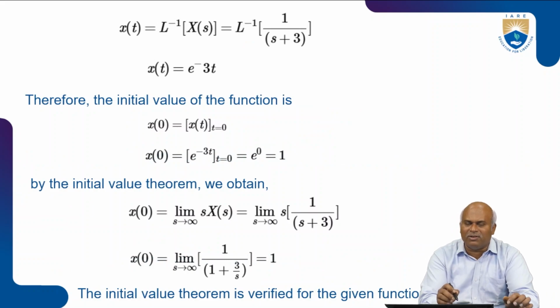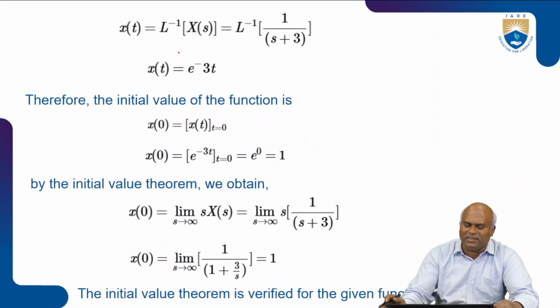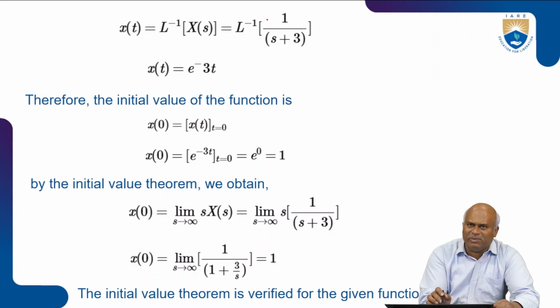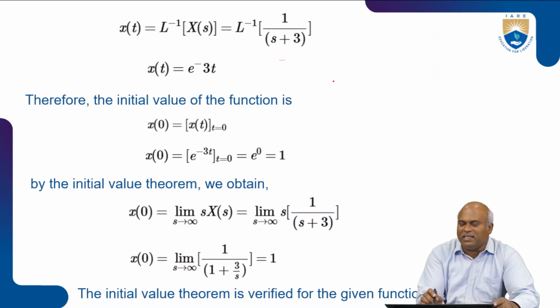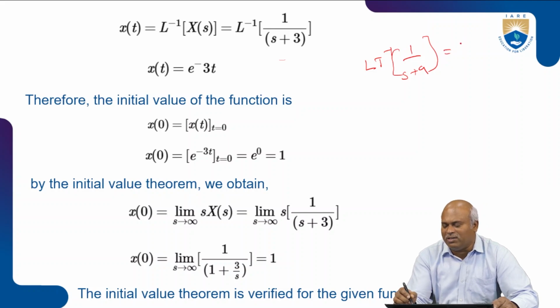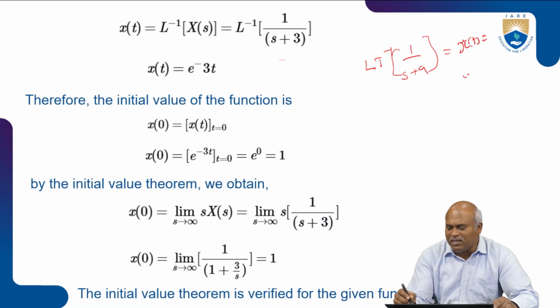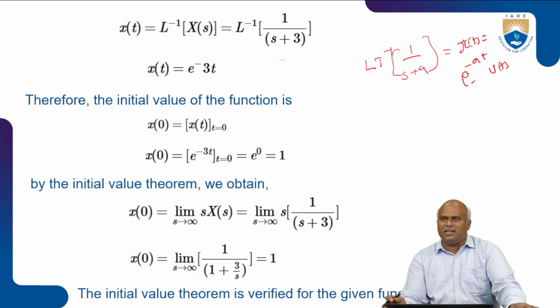The x of t is equal to the inverse Laplace transform of x of s, which is the inverse Laplace transform of 1 by s plus 3. So the inverse Laplace transform of 1 by s plus 3 is equal to e power minus 3t. As per the inverse Laplace transform of 1 by s plus a, x of t is equal to e power minus at u of t, that is unidirectional in that case.